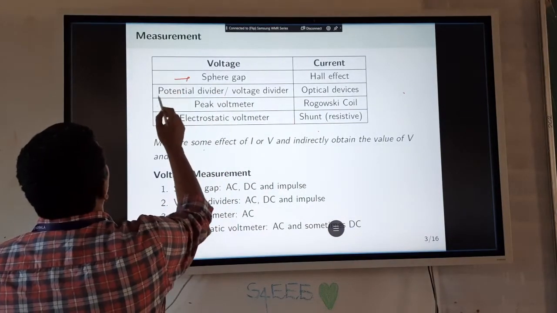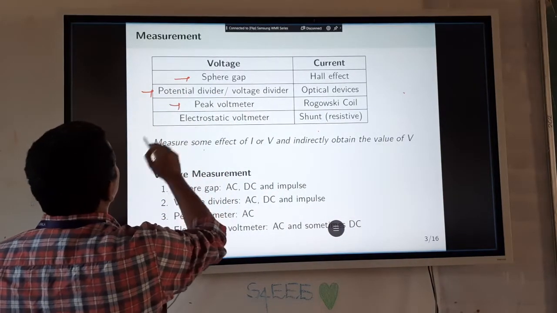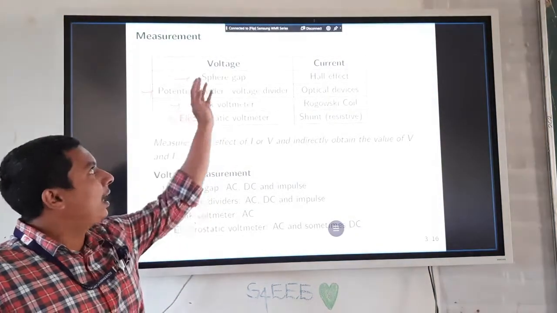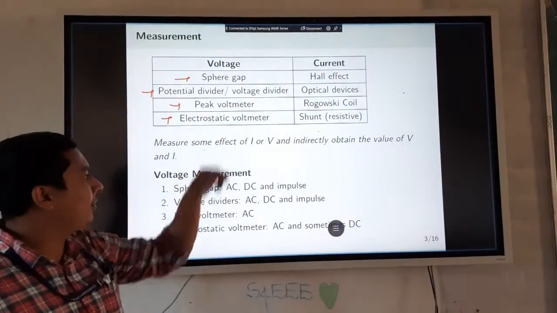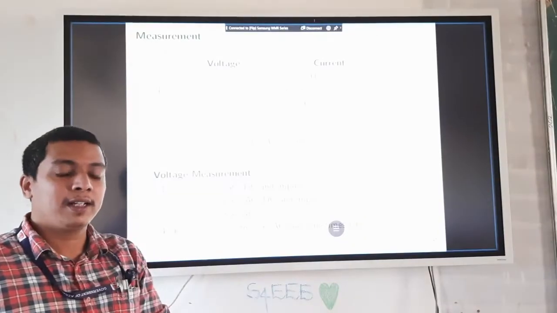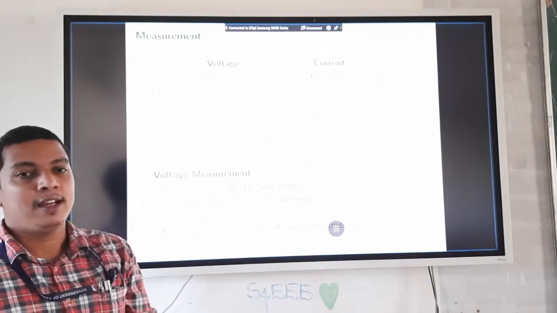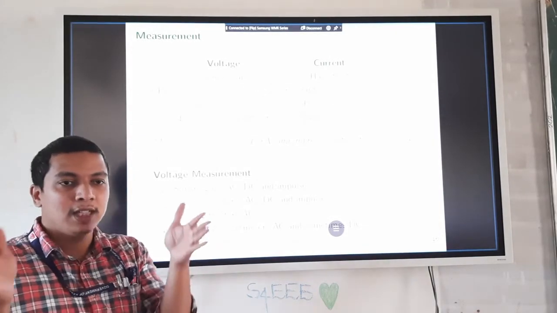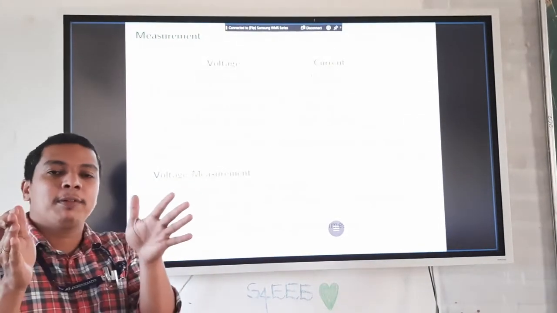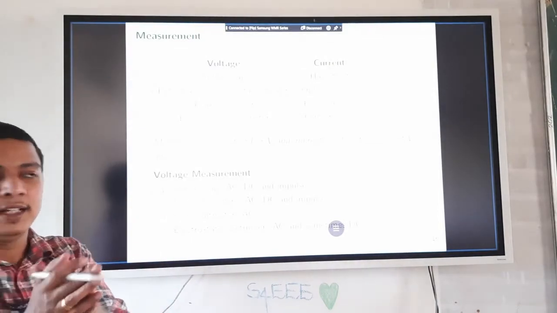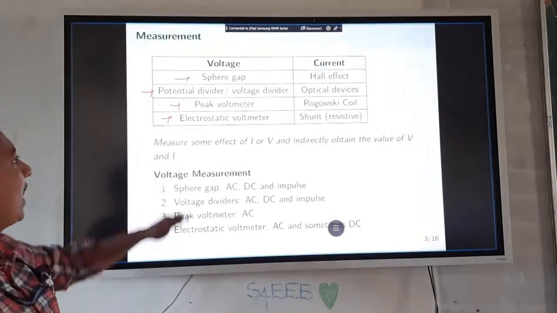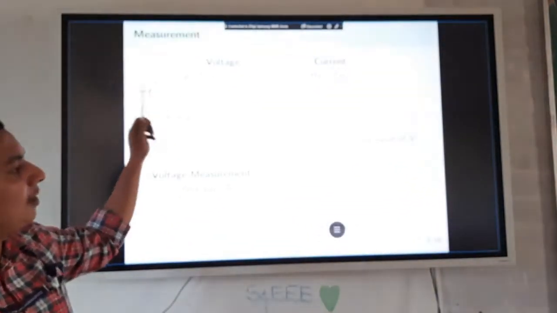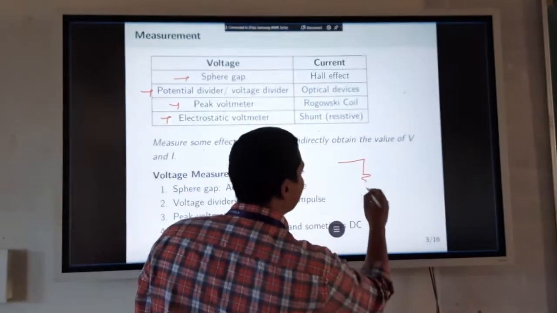One is the sphere gap, another is the potential divider, another is the peak voltmeter, and the fourth is the electrostatic voltmeter. We will see one after another, and the sphere gap is what we are going to take up first. I think you have already learned such an application in your impulse generator. Whenever you have to generate some voltage, you adjust the sphere gap such that at a particular potential it is going to break down, right? So that voltage you know. We are going to apply that principle to measure voltage, that is about the sphere gap. Potential divider is also something quite familiar, where you have a series of resistors like this.